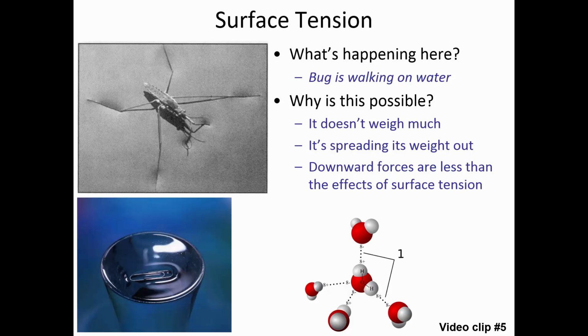So what we can say specifically, maybe the most technical answer here, is that its downward force, the weight of the bug, is less than the effects of surface tension that supports it. We can do a force balance and look at how heavy that bug could be and still walk on the water. So here's another example of steel on the top surface of water. You can do it with a razor blade.